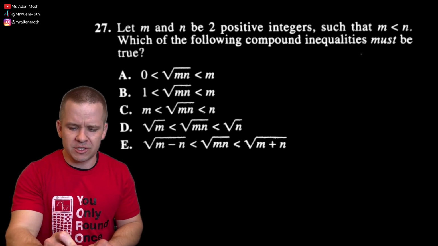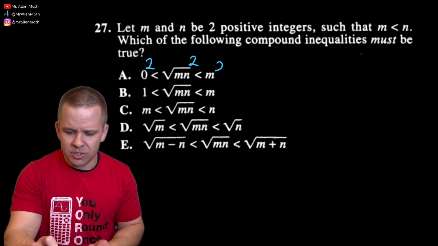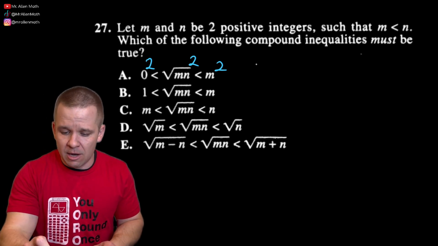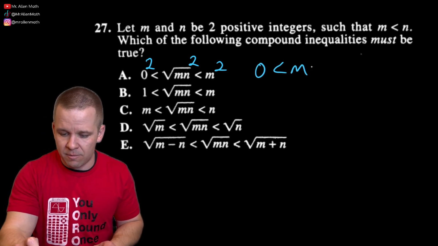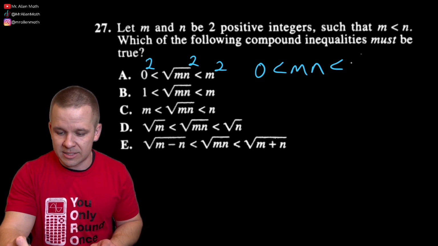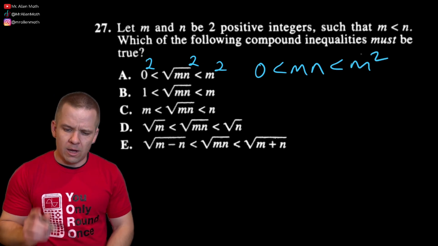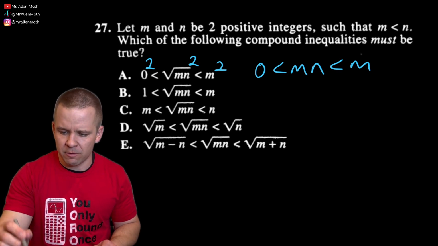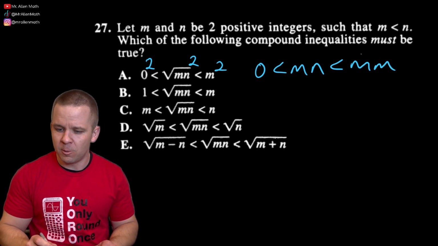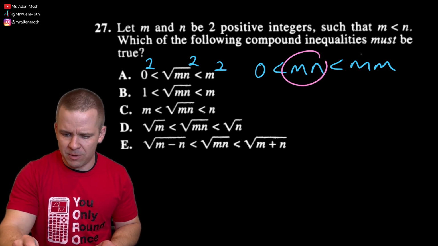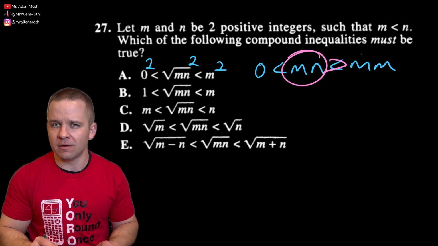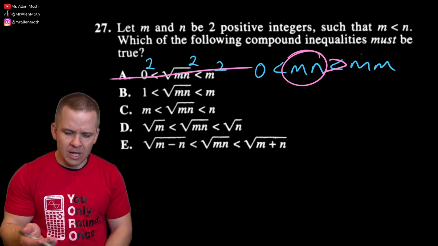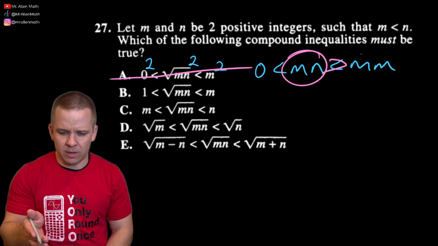Well, what if I were just to square everything here? Because just like an equation, if I square both sides, that's cool. I can square all 3 parts of a compound inequality. So now I have 0 is less than m times n, the square root's gone, is less than m squared. Well, hold on, isn't n larger than m? And couldn't m squared just be written as m times m? So wouldn't this be bigger than that guy right there? It would be. So I know it's not choice A. Can't be that one.